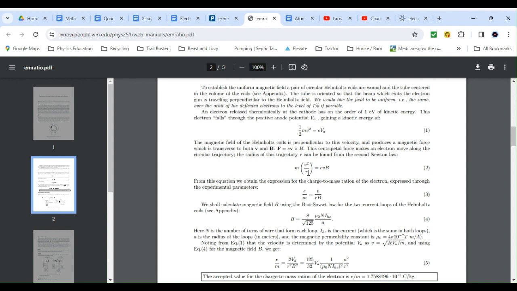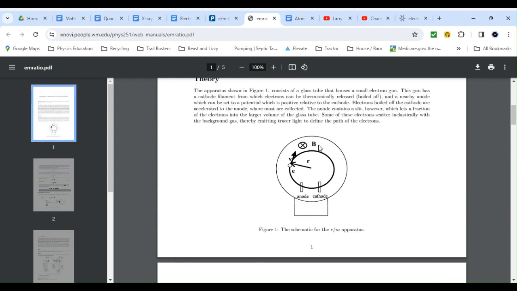V squared over R be the acceleration. Let's see. I don't follow that exactly. What's going on here? V squared over R, is that supposed to be the acceleration? Oh, it is. That's the centripetal acceleration. V squared over R is the centripetal acceleration. The centripetal acceleration is given by V squared over R.